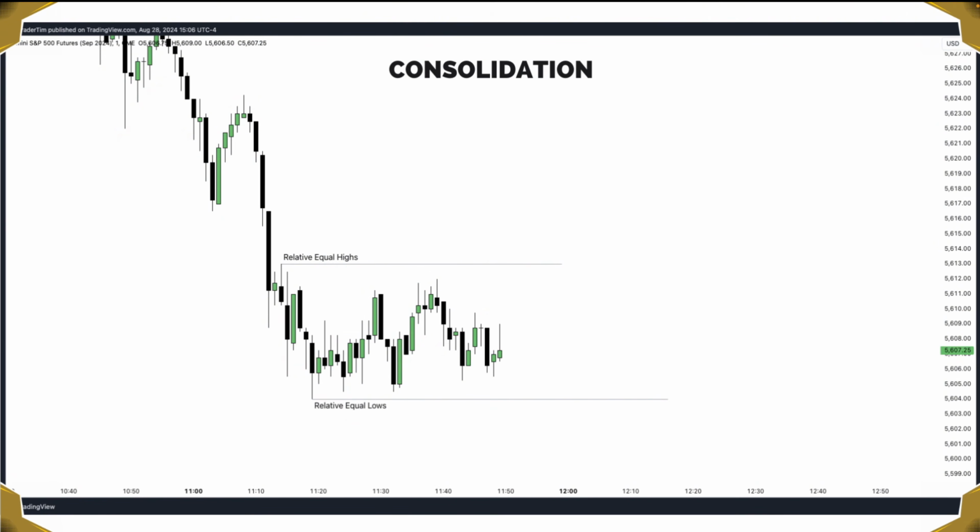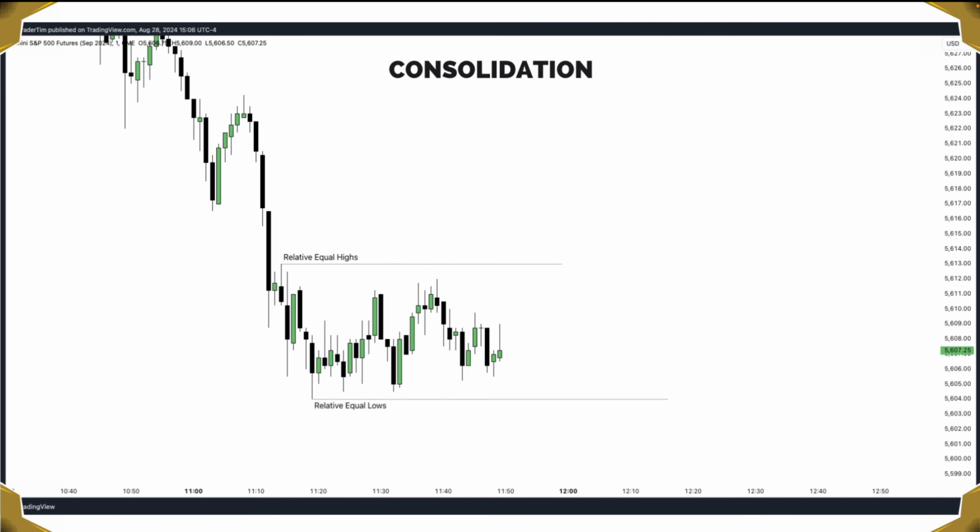So here we've identified relative equal highs, relative equal lows. What else have we identified? The intraday trend is bearish. We saw large selling, large bearish delivery to start the initial portion of the AM session following the 9:30 open. And now we have consolidation. Okay, so we'll continue forward.